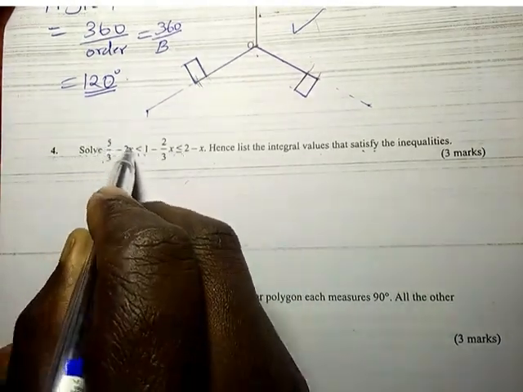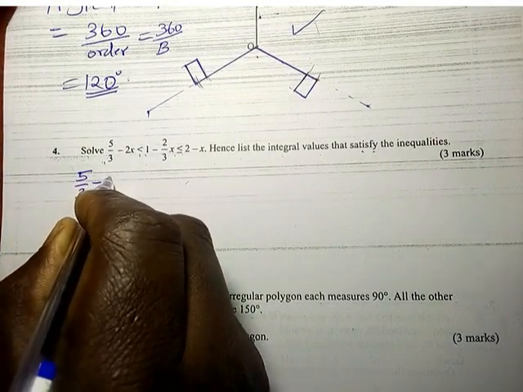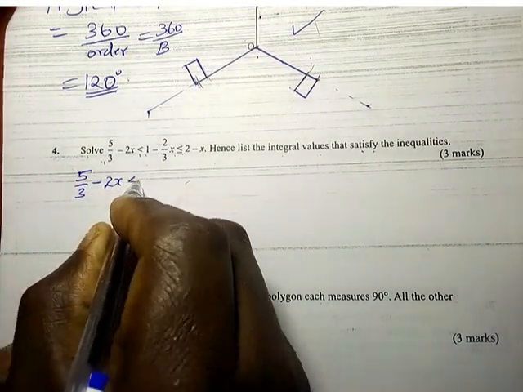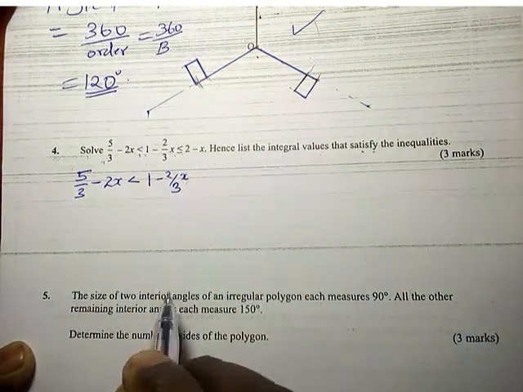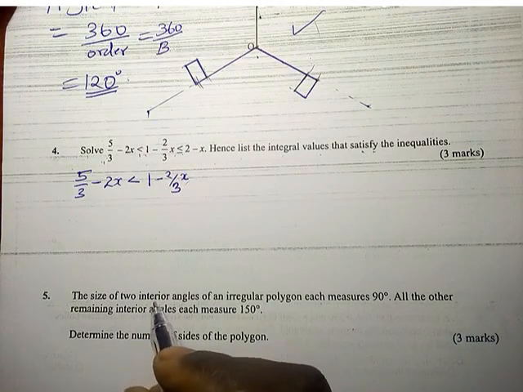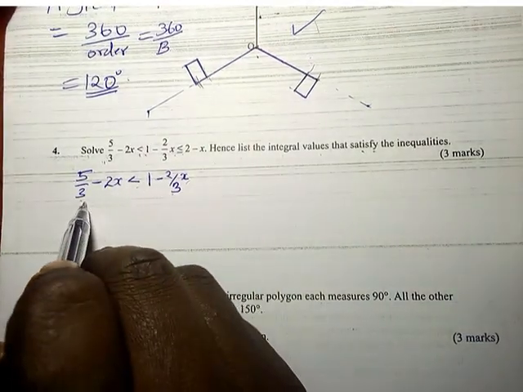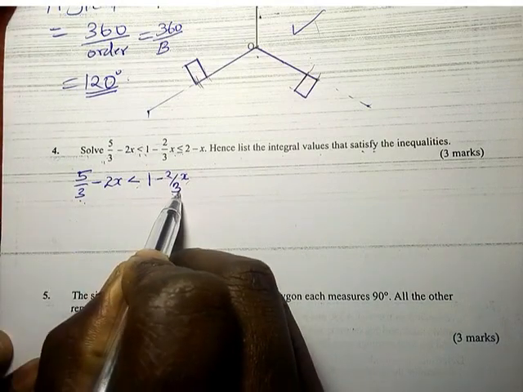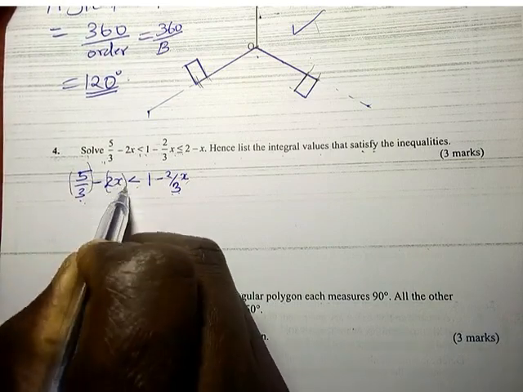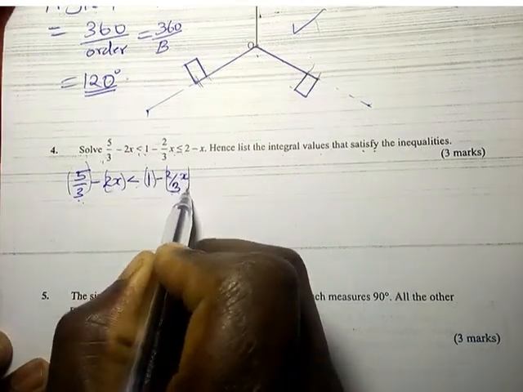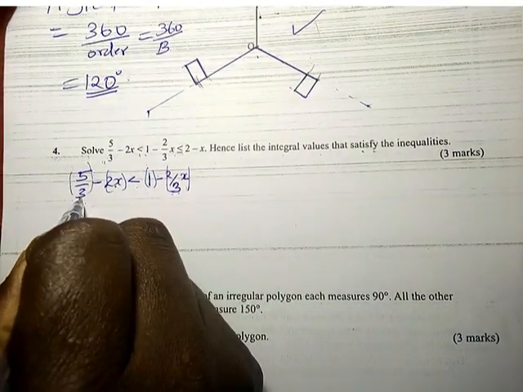So tunaenda ku solve the first part, that is 5 over 3 minus 2x is less than 1 minus 2 over 5 over 3x. That is the first part we do. Kwanza naweza taka tutoa hii fraction. Unatoa fraction aje? LCM ni 3. So you multiply 3 by every term. This is the first term, another term, this is another term, and this is another term. So we have 1, 2, 3, 4 terms. So multiply by the LCM, which is 3, by every term.